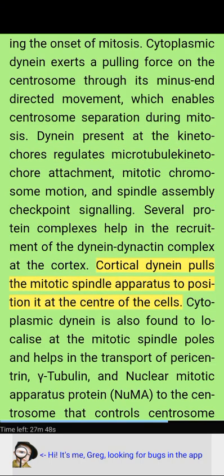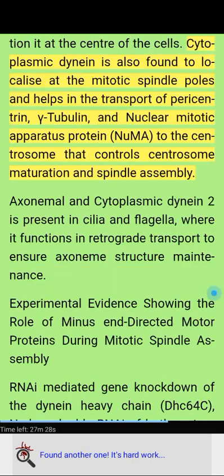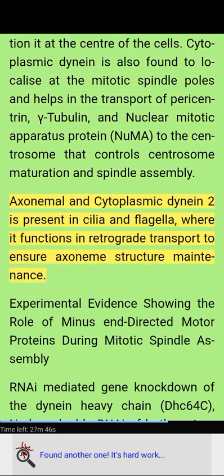Cortical dynein pulls the meiotic spindle apparatus to position it at the center of the cells. Cytoplasmic dynein is also found to localize at the meiotic spindle poles and helps in the transport of pericentrin, gamma-tubulin, and nuclear meiotic apparatus protein (NuMA) to the centrosome that controls centrosome maturation and spindle assembly.